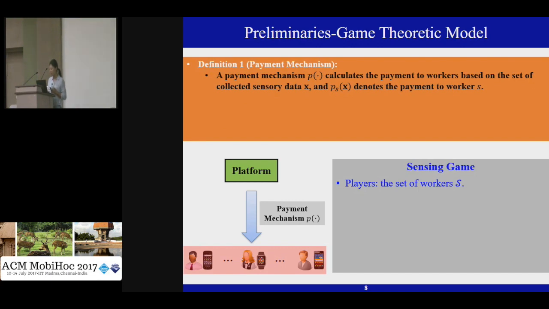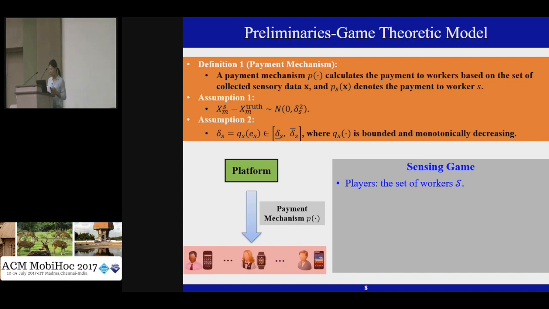Furthermore, they assume that the standard deviation is bounded and monotonically decreases with the worker's effort level. Thus, to simplify presentation, the authors use the standard deviation delta_s instead of the effort level e_s as a worker's strategy. Specifically, delta_s = ∞ means that worker s chooses not to participate. Therefore, a worker's gain is simply the payment she gets from the platform minus her cost from sensing.